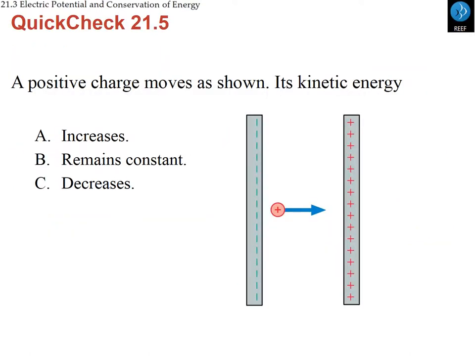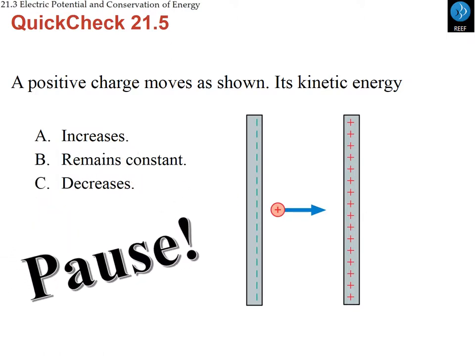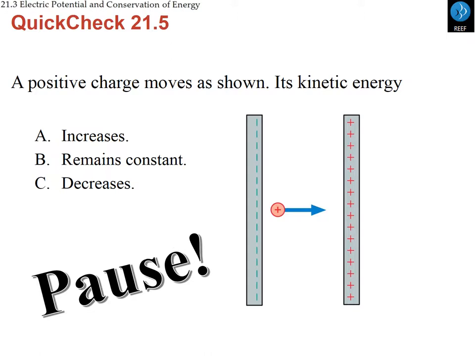Another question. A positive charge moves as shown. Its kinetic energy increases, remains constant, or decreases. We have a positive charge near the negative charge plate, and it is moving towards the positive charge plate. So what do you think is going to happen? It has some velocity, obviously not doing it by itself, but what's going to happen to its kinetic energy as it moves? At this point, please pause, think and answer.